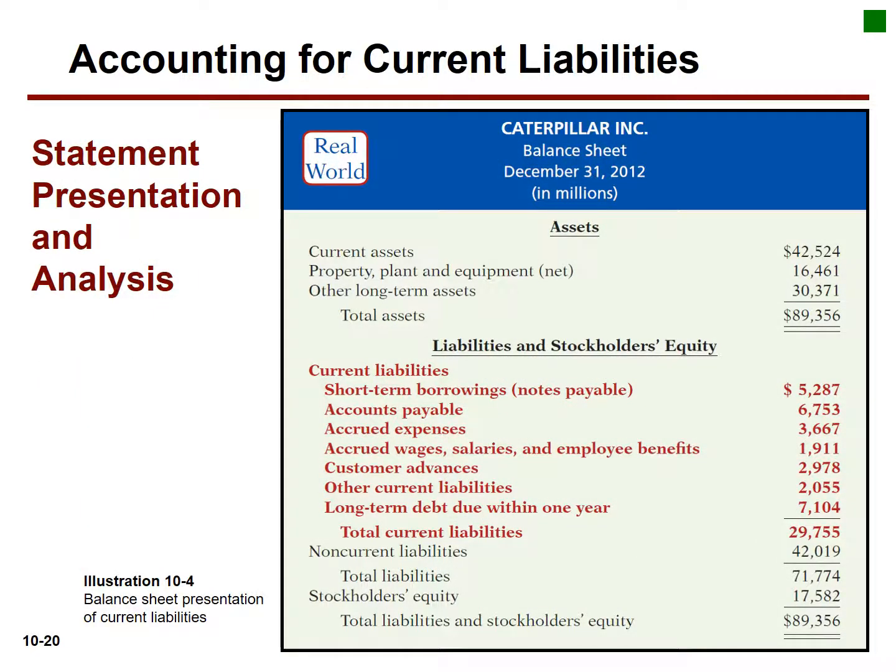This next slide shows Caterpillar Incorporated. They make heavy machinery, and the different assets they have are shown on their balance sheet, and then all the different current liabilities. Again, everything on this balance sheet is expressed in terms of millions, so we need to add 6 zeros to each of these numbers, but you can see the different types of current liabilities that Caterpillar Inc. has.